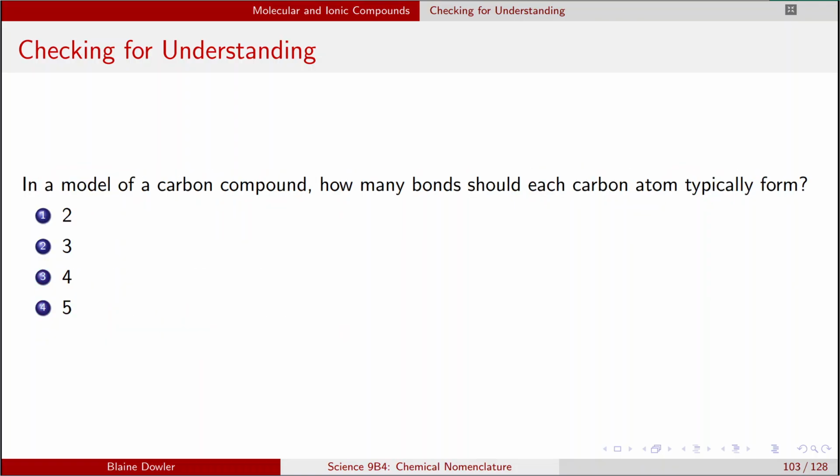In a model of a carbon compound, how many bonds should each carbon atom typically form? 2, 3, 4, or 5? Pause now if you need more time. Looking at the group carbon belongs in on the periodic table, it typically forms 4 bonds.